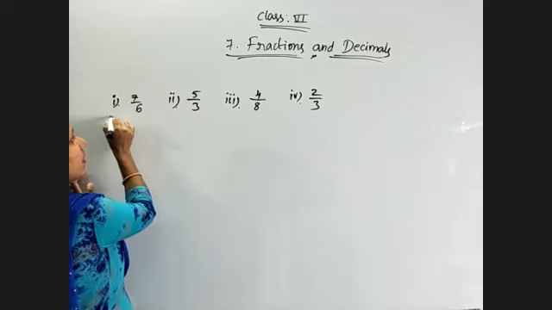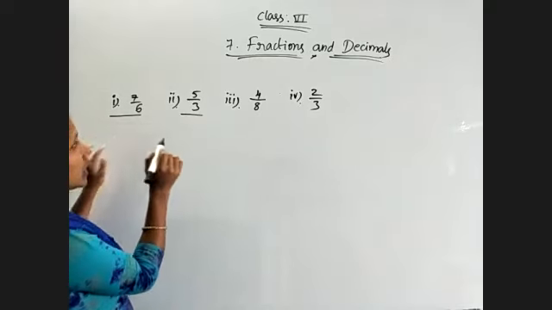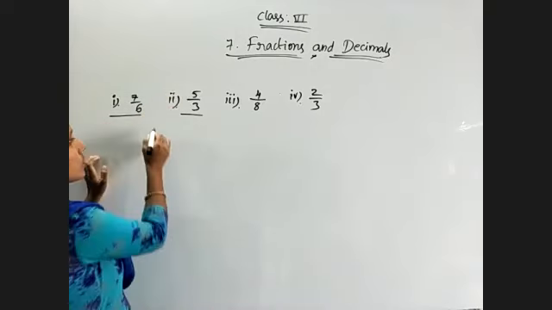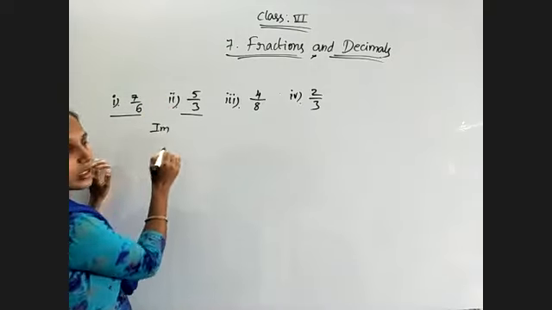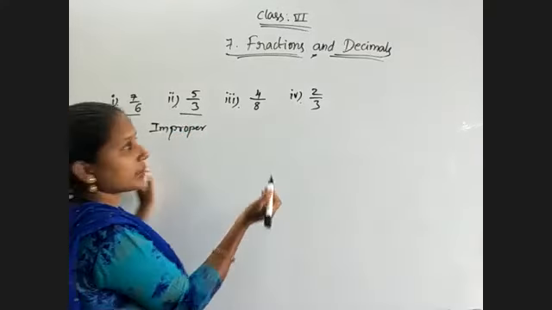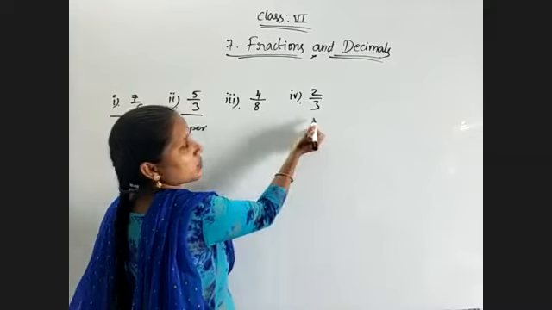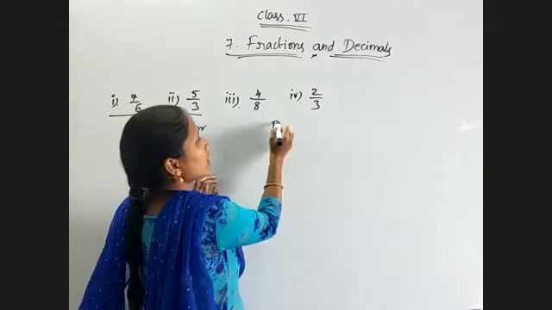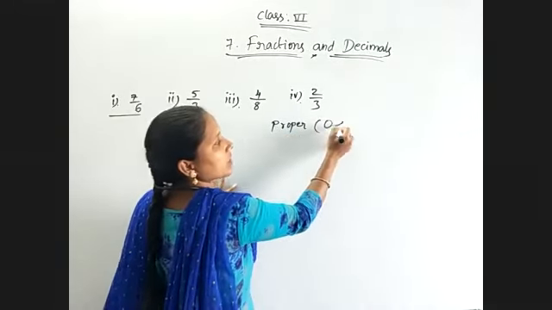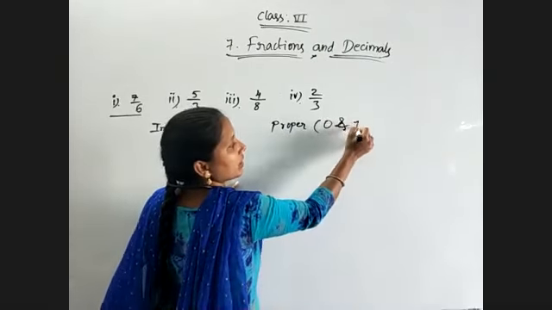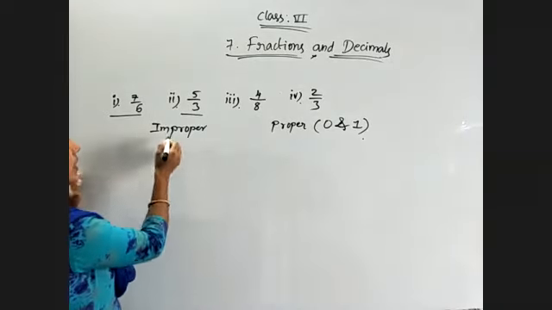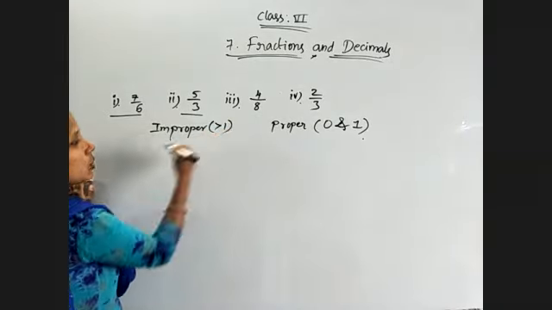Observe here 7/6 and 5/3. In these two, the denominator is lesser than the numerator. So those two are improper fractions. And coming to the remaining third and fourth, the denominator is more than the numerator. So these are proper fractions. All the proper fractions lie between 0 and 1, whereas improper fractions lie more than 1.